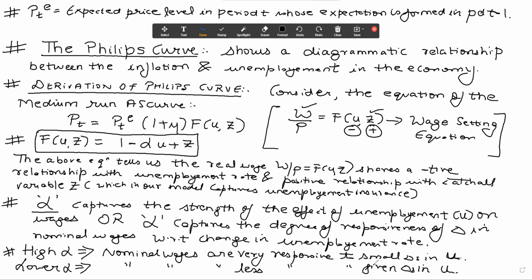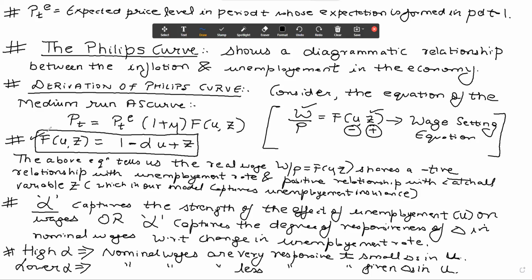All of us know from the previous lecture that the relationship between nominal wages and the unemployment rate is inverse. The higher the unemployment rate, the lower the bargaining power of the workers, and the lower the nominal wages. The lower the unemployment rate, the higher the bargaining power of the workers, and the higher the nominal wages. That is why we have put a negative sign here, because the unemployment rate u and the nominal wages, which is f as a function of u and z, share an inverse relationship.